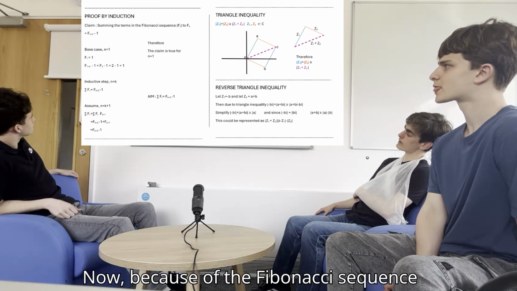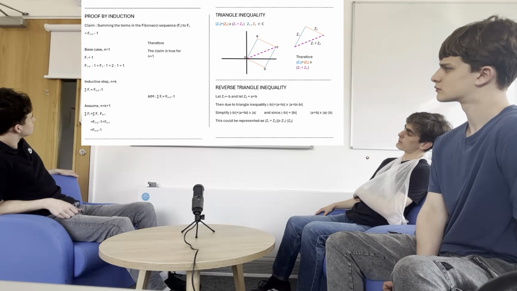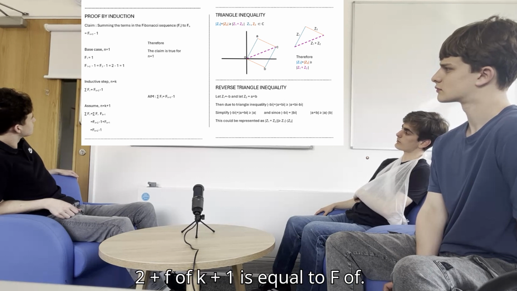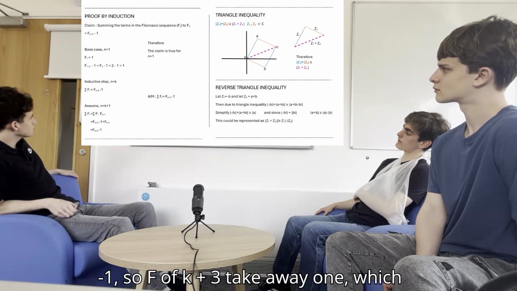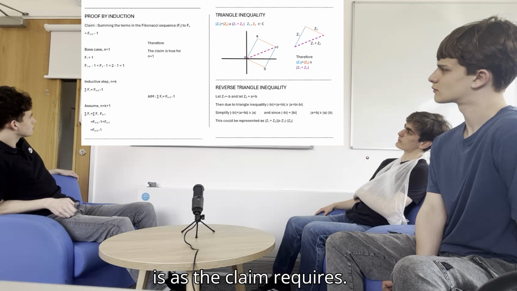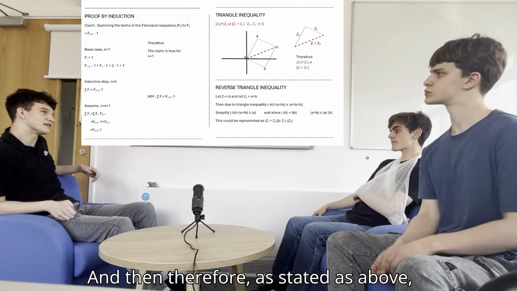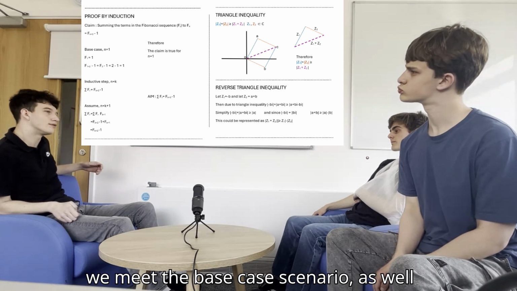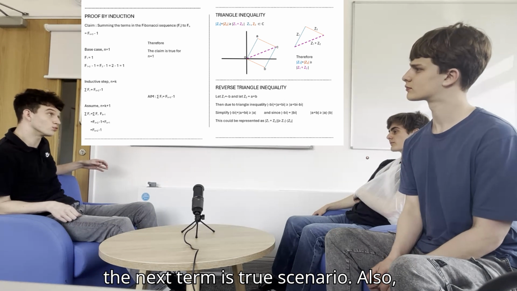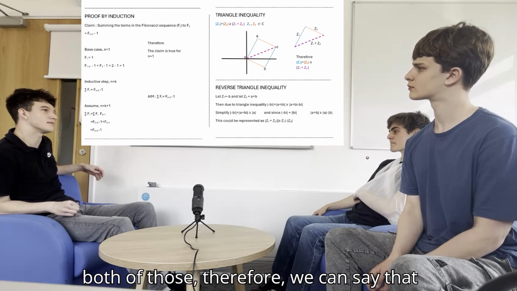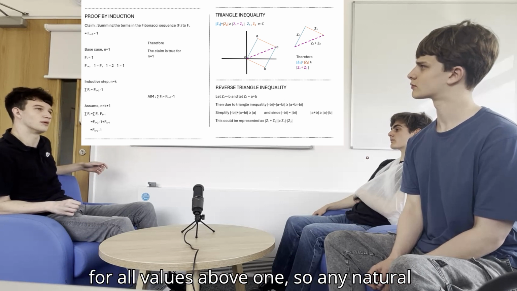Now, because of the Fibonacci sequence being the previous two terms added together to form the next term, F of k plus 2 plus F of k plus 1 is equal to F of k plus 3. And you remember the negative 1, so F of k plus 3 take away 1, which is as the claim requires. And then therefore, as stated above, we meet the base case scenario, as well as assuming the previous term is true, the next term is true scenario also, both of those. Therefore, we can say that via induction, this claim is true for all values above 1, so any natural number.